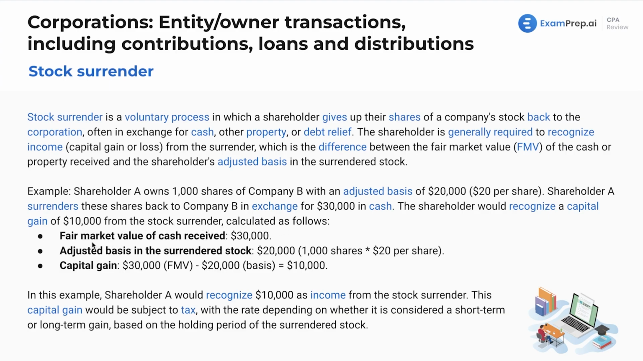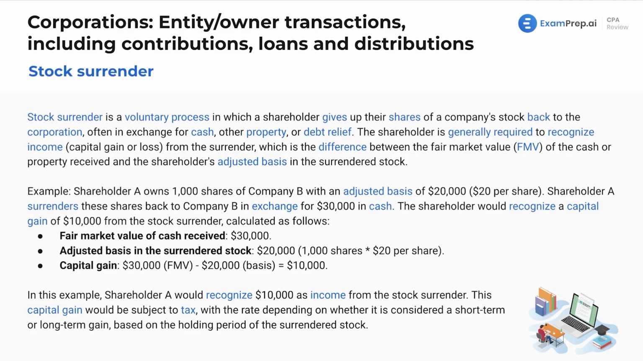Here we've got the fair market value of the cash received of $30,000, the adjusted basis of the surrendered stock, which is $20,000, and that is going to result in a capital gain of $10,000. So in this example, shareholder A would recognize $10,000 as income from the stock surrendered. This capital gain would be subject to tax with the rate depending on short-term, long-term, and then this is passed on to the individual, and we revert back to our individual income tax lessons.